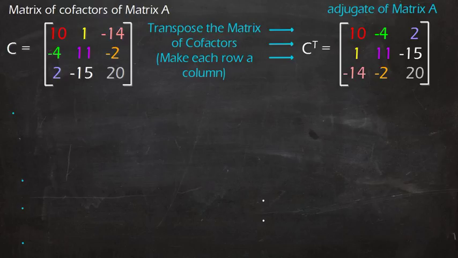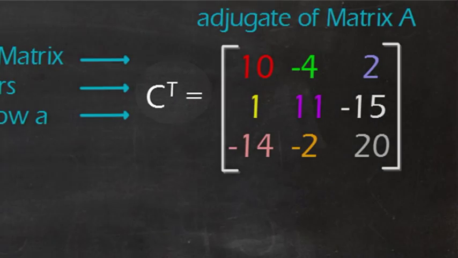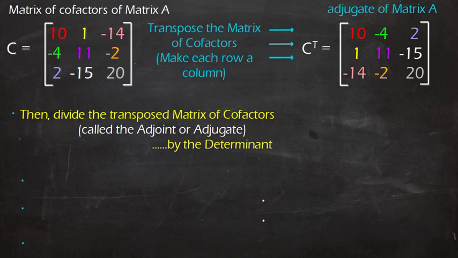So we started off with matrix A, we found the matrix of cofactors, which we usually call C, and then we made each row of it a column, and that is then called the adjugate. And we denote it by putting the T superscript above the C. The matrix of cofactors transposed is just known as the adjugate.